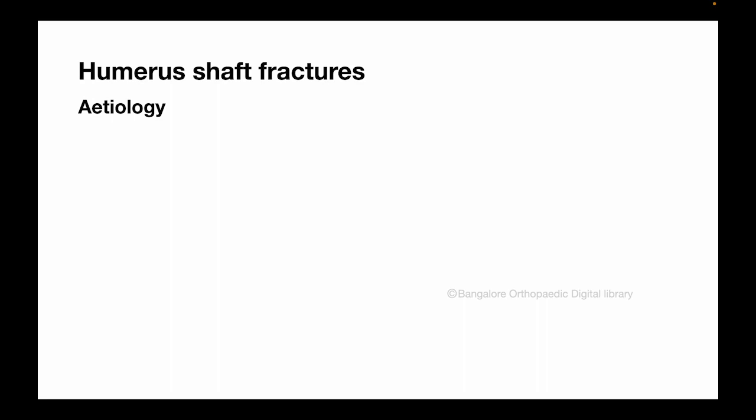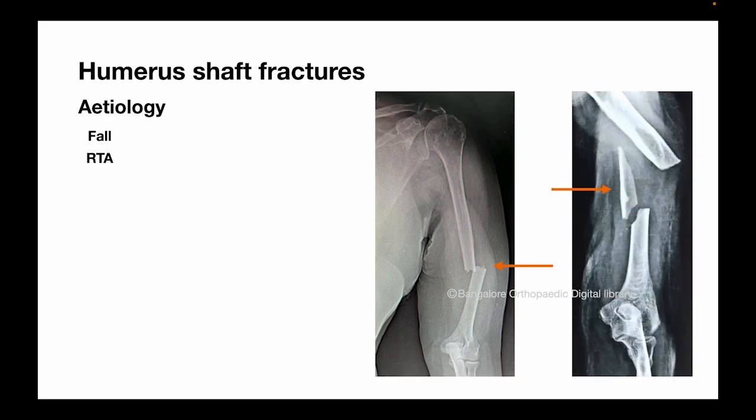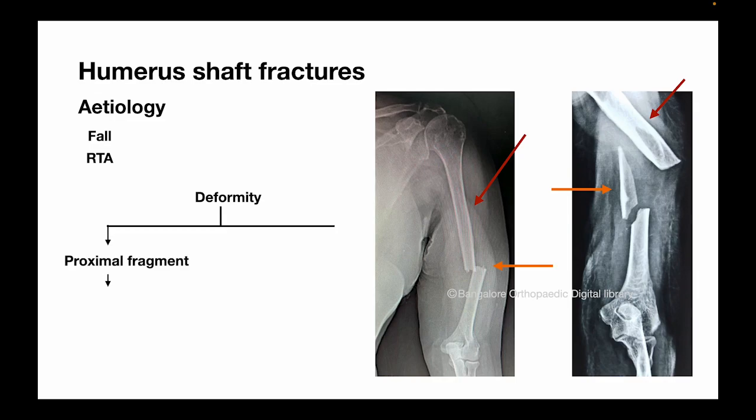The common etiologies of humerus shaft fractures are fall and road traffic accident. Here you can see the fracture line and the comminuted fragment. If you look at the deformity, the proximal fragment is abducted due to the pull of the deltoid, and in women due to the push by the breast tissue. The position of the distal fragment is variable.